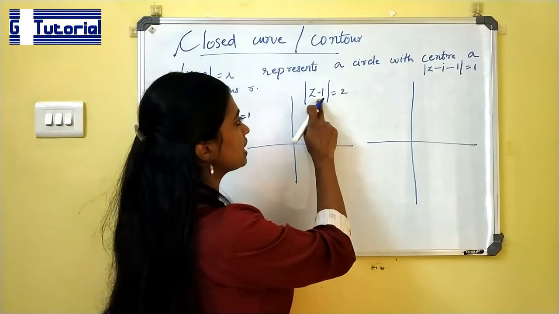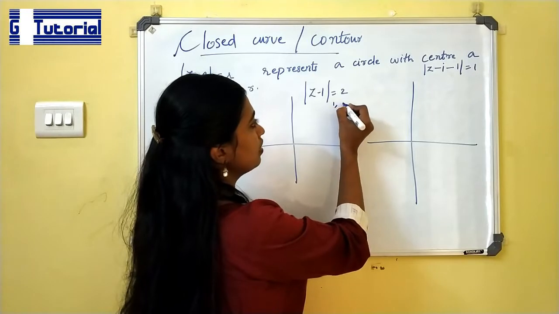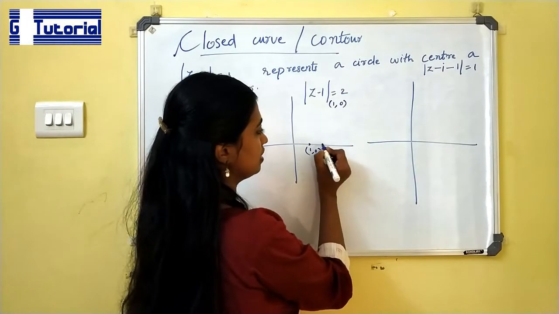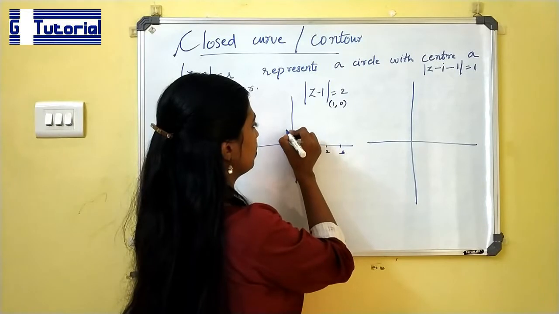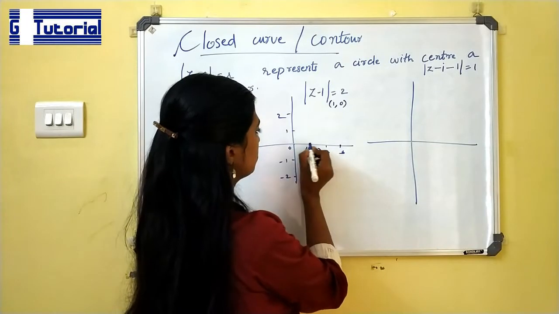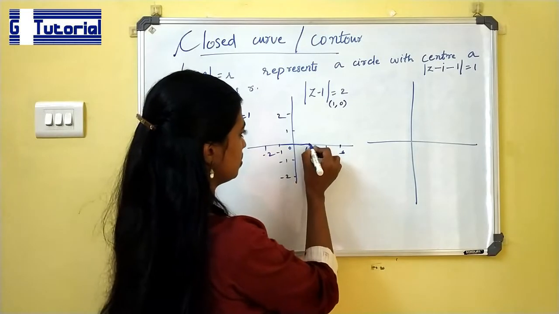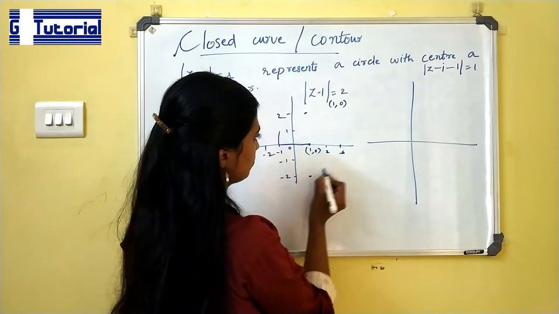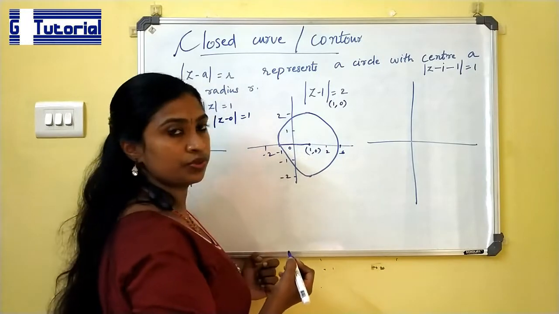Next question. Mod z minus 1 is equal to 2. This is the circle with the center 1, 0, that is, 1, 0 center and radius 2, with points 3, 0, 1, 2, minus 1, minus 2. This is the closed contour.